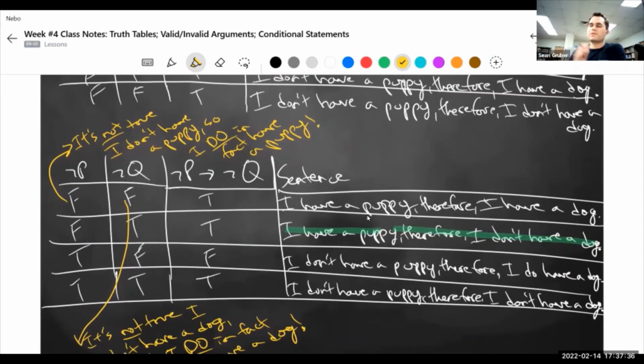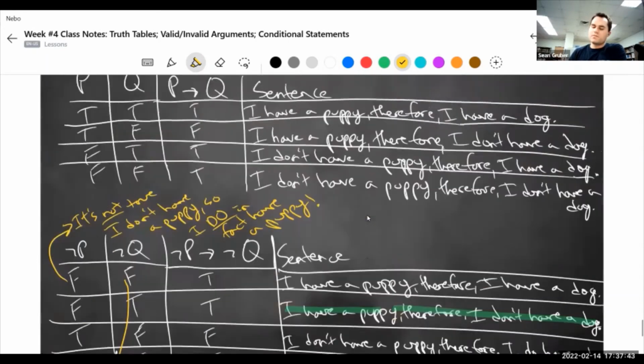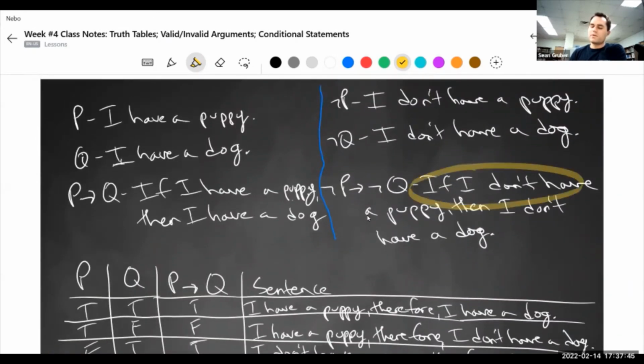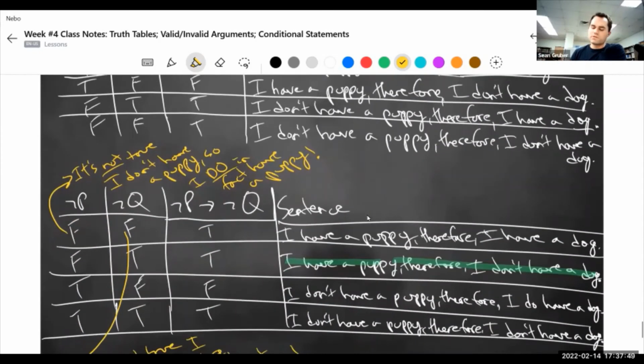Here, this is where you have to think about that innocent until proven guilty thing. Like, if I have a puppy, well, the promise is talking about where I don't have a puppy, so I don't have enough information to claim that this is a false statement. So I'm going to say that it's true from now on, or for this case.